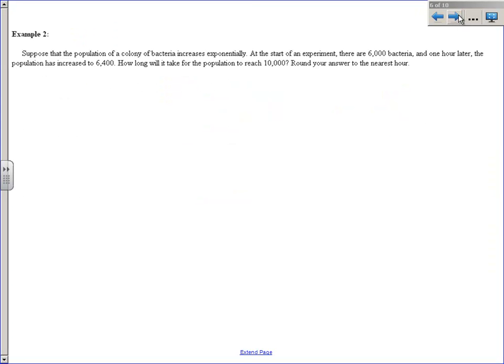Let's take a look at another example. Suppose a population of a colony of bacteria increases exponentially. At the start of the experiment, there's 6,000 bacteria, that's your n sub 0. 1 hour later, the population has increased to 6,400. How long will it take for the population to reach 10,000?